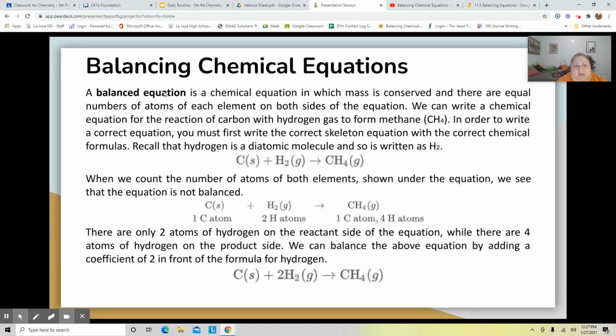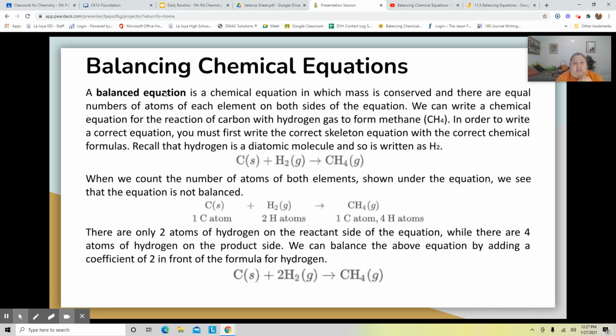We can write a chemical equation for the reaction of carbon with hydrogen gas to form methane. So they're already talking of examples. They're talking about a synthesis reaction, where carbon and hydrogen gas are coming together and creating methane.